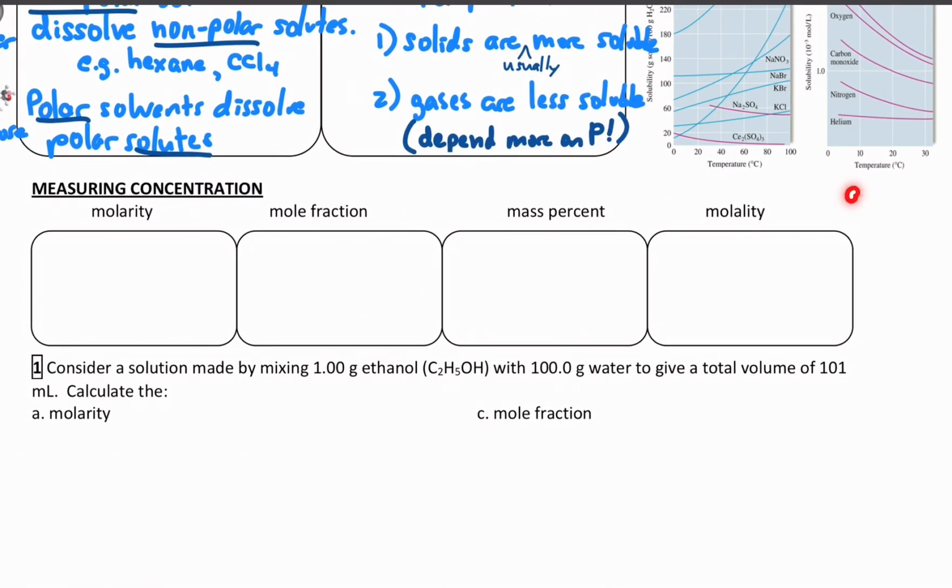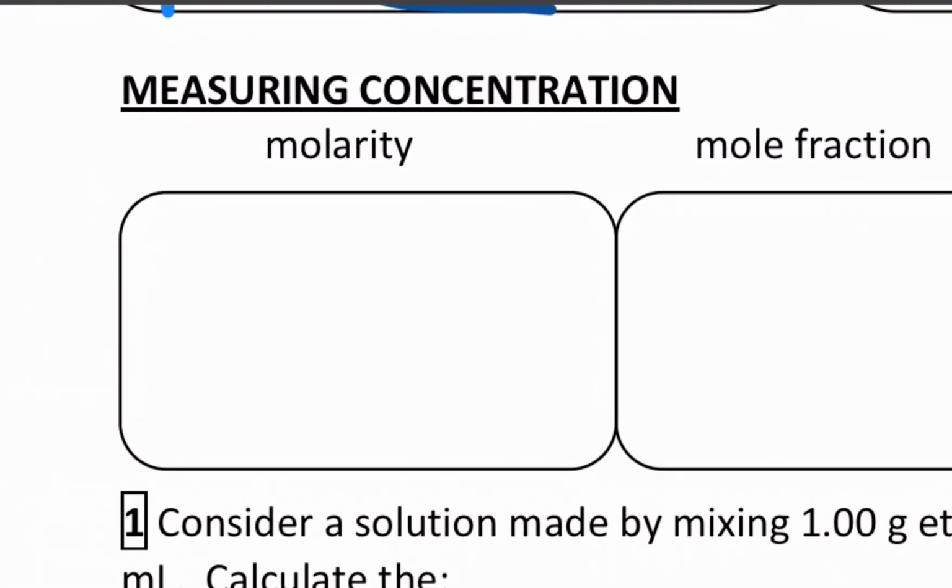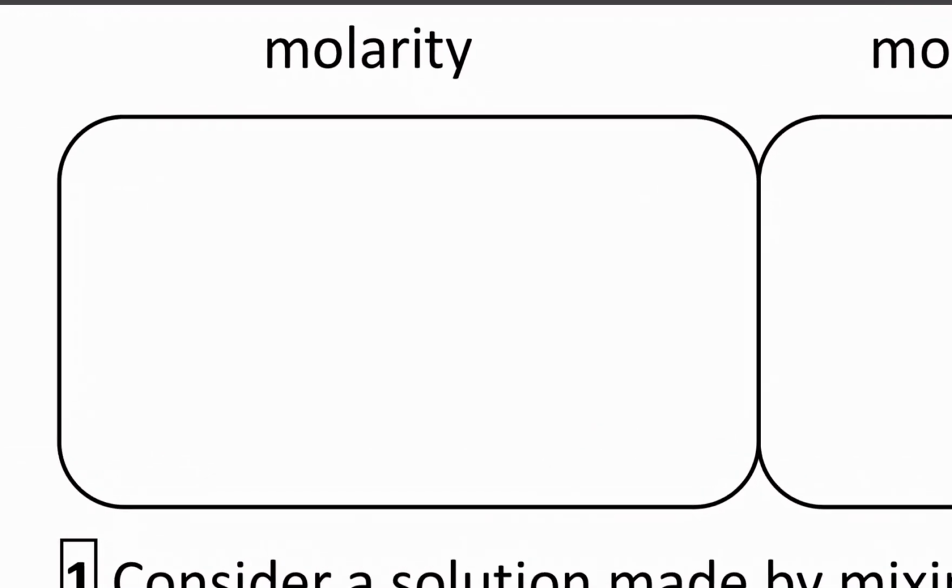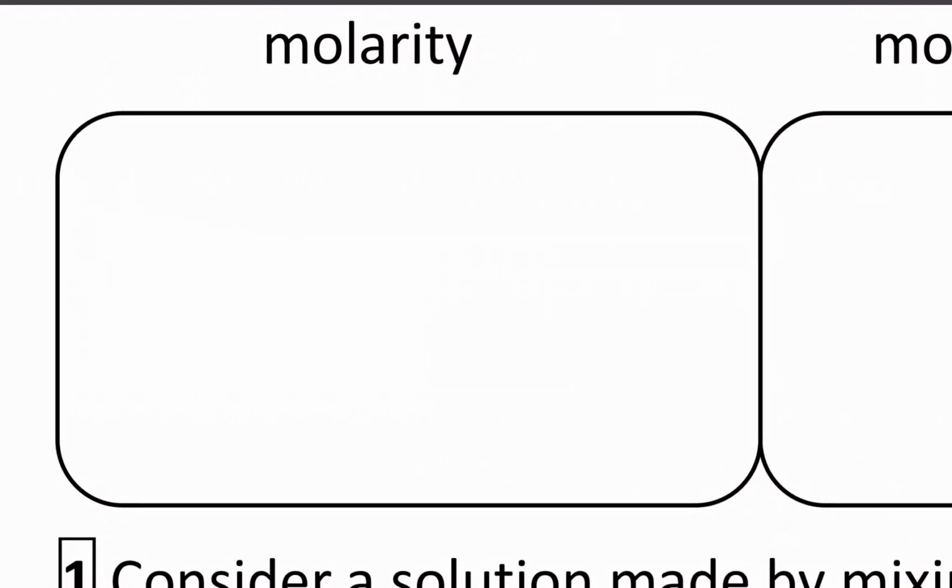Now let's get quantitative. How do we actually measure concentration? There are four ways that chemists use to describe the concentration of something. The one that we're going to use the most is called molarity. That is abbreviated with a capital M.